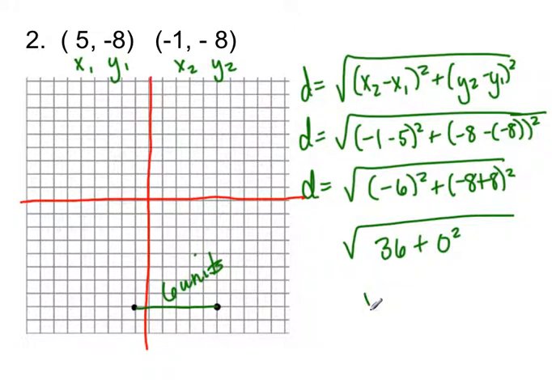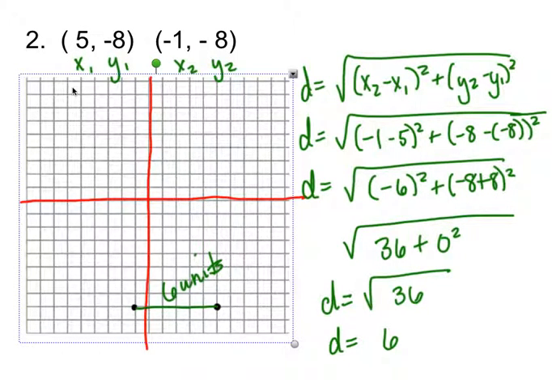So 0 squared is just going to be 0, so the distance is just going to be the square root of 36. And the square root of 36 is 6. So graphing those sometimes helps you because you don't have to do as much work sometimes. Okay.